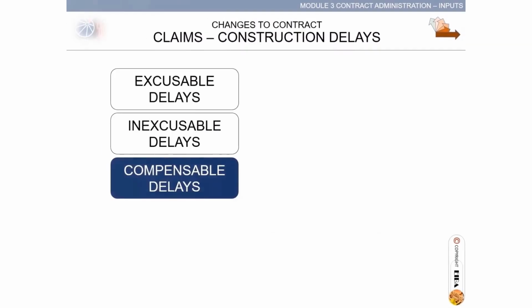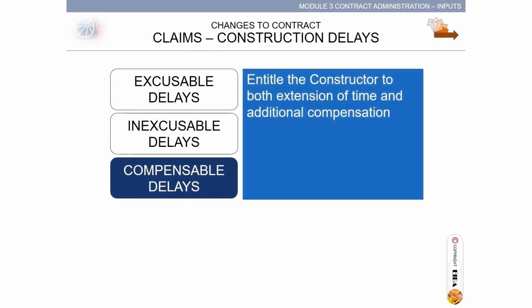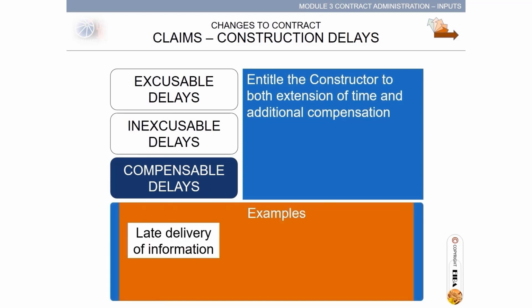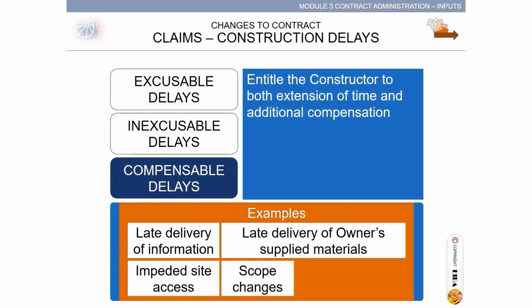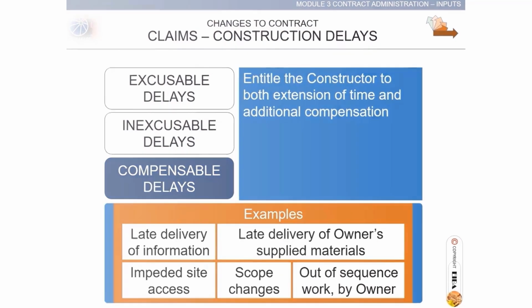Inexcusable delays are caused by events which should have been reasonably expected or are generally of the constructor's own making. Compensable delays entitle the constructor to both extension of time and additional compensation. Examples are late delivery of information, late delivery of owner-supplied materials, impeded site access, scope changes, out-of-sequence work by owner. The change in methodologies may require additional resources.